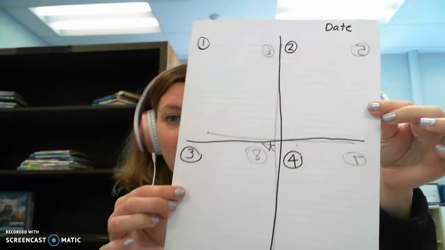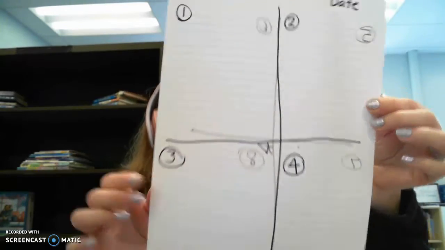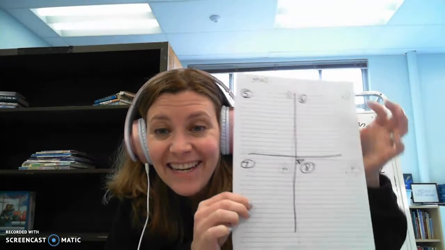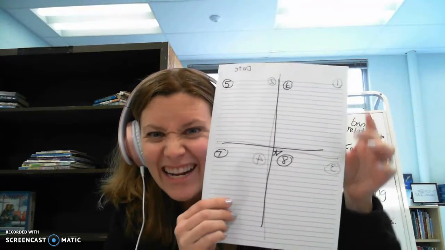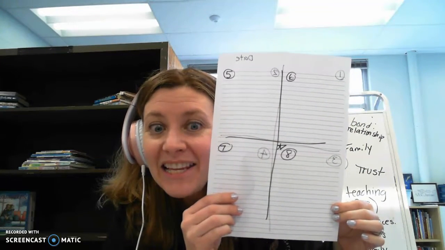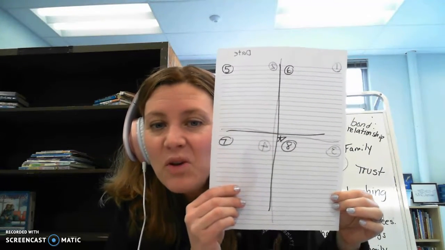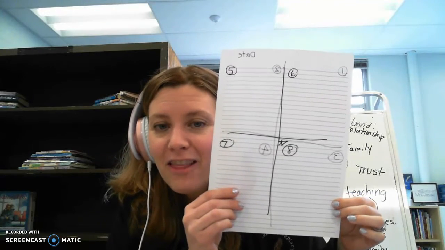Then I want you to turn to the back or turn your page, and I want you to do the same thing. Draw a big plus sign and label it 5, 6, 7, 8. I want you to put a star next to number 8 because number 8 is a challenge, and I want you to save that for last.